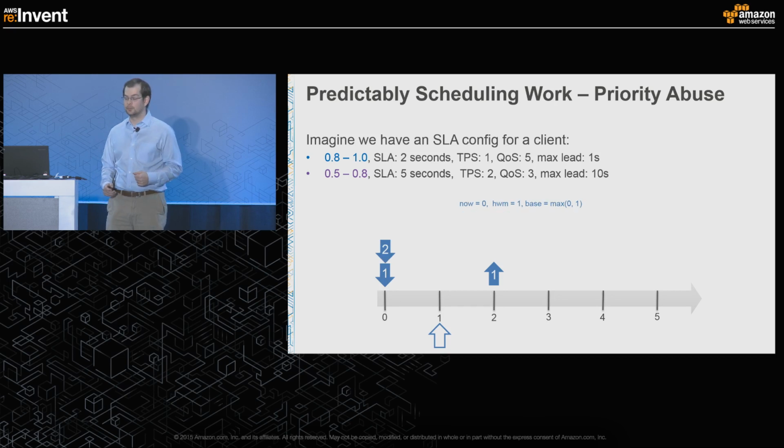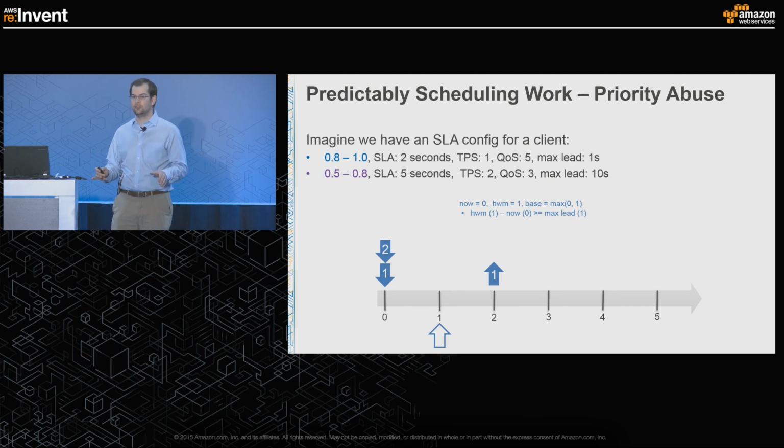Now imagine a second item comes in. So the calculation is very similar. The now time is still 0. However, our high watermark time is 1 because it's taking the current high watermark as to the issued contract. So the maximum of those is 1. However, we're saying that actually 1 is greater than the maximum lead time.